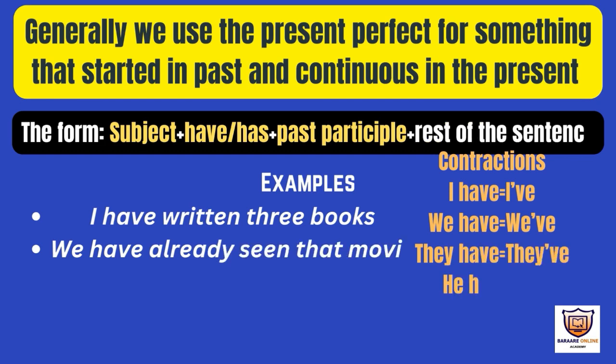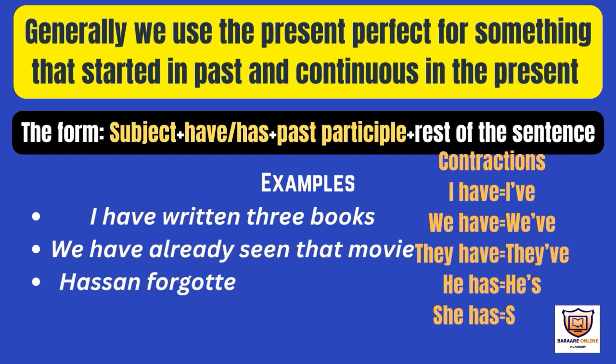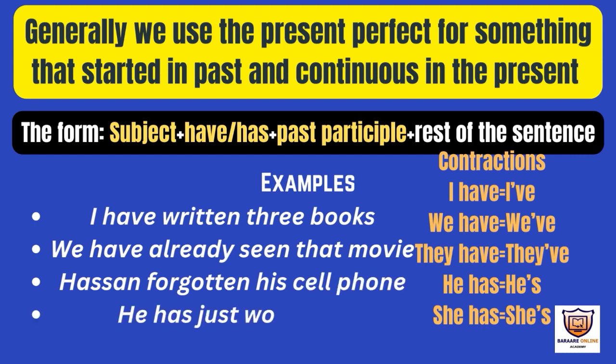Okay, let's start with usage. Generally, we use the present perfect for something that started in the past and continues in the present. We will see 5 other situations, which are the different times that we use the present perfect tense. So here is the form or the structure.